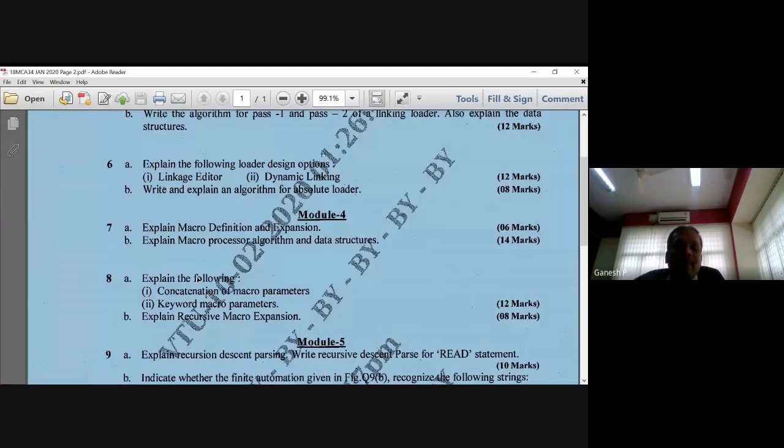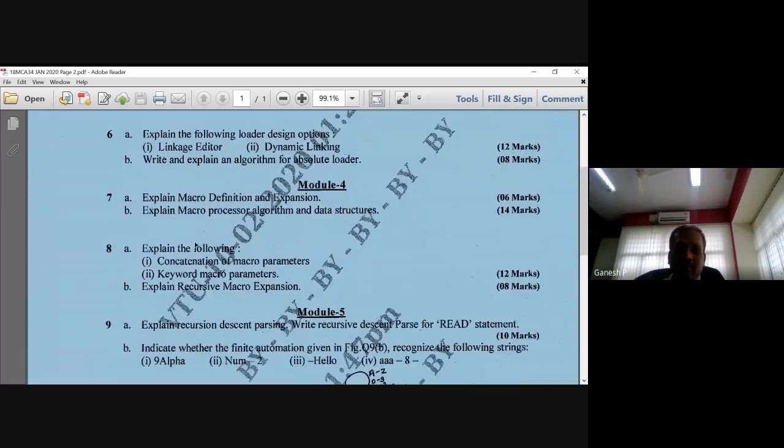Next, we have recursive macro expansion. This also we have seen as one of the features of the macro processor, where, when a macro gets expanded recursively, how your argument table is going to be affected, all those things we have seen. This is the recursive macro expansion. So that is module 4.